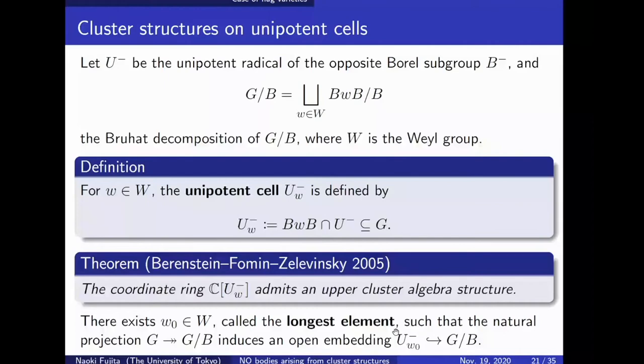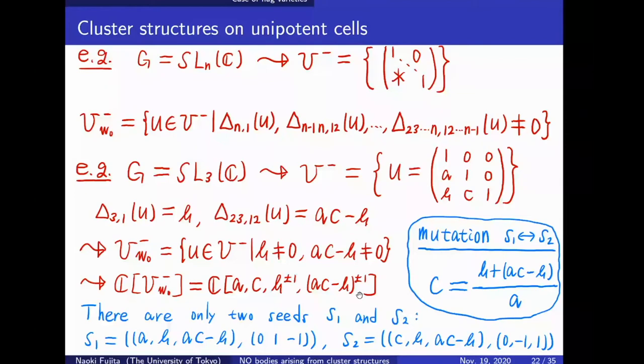Let me give some examples. In the case of SLN C, the U minus is a subgroup of unipotent lower triangular matrices, and the unipotent cell U minus W0 is an open subvariety of U minus given by this relation, where delta denotes minor, and left indices denote row numbers, and right indices denote column numbers. So delta N1 is the N1 entry, and delta N minus 1, N, 1, 2 denotes the 2 times 2 minor, whose row vectors are N minus 1, N, and column numbers are 1, 2.